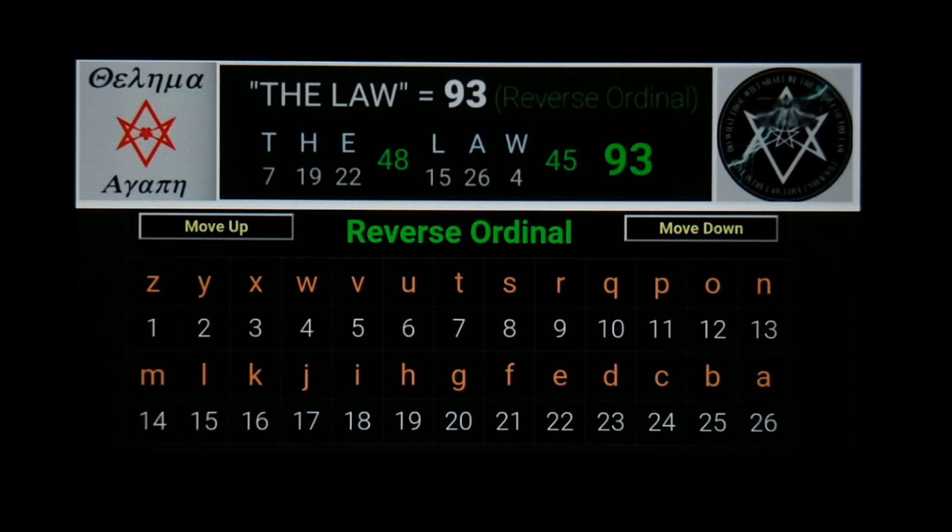Love under will. Well, if we use the forward-facing text, I'm going to mess around with the text here for good reason. If we use a reverse ordinal cipher of gematria, and you just type out the words the law, nothing fancy, just type out the law. Love is the law. Type out the law. That equals 93.